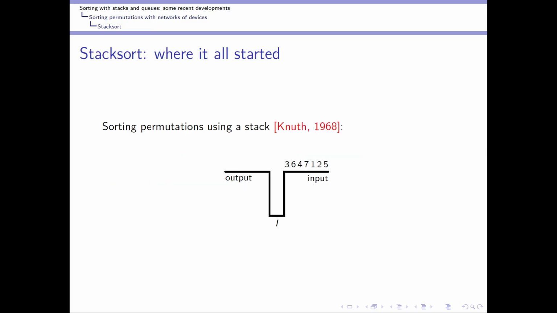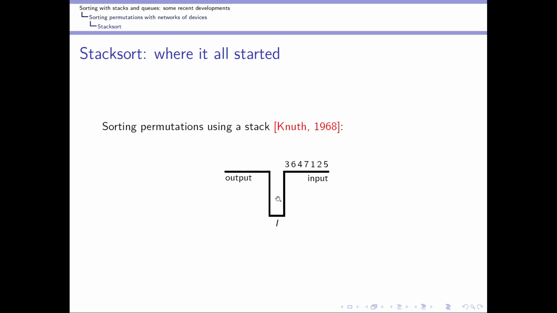Before starting, just a few words about the history of the subject. The first of these kind of sorting machines for permutation was that consisting of a single stack. So we have an input permutation, usually depicted on the right in this framework, and we want an output permutation, usually on the left, and in the middle we have a stack.